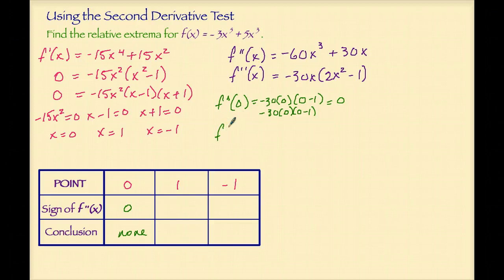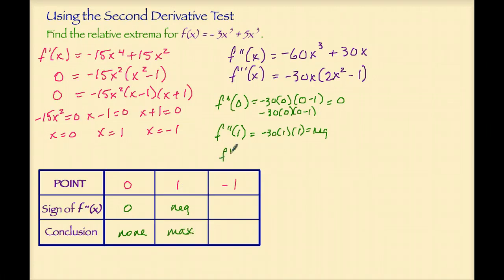What is the second derivative at 1? We have negative 30 times 1, and then 2 times 1, which is 1 minus 1, is 1. That is a negative number. A negative number at 1 means we have a concave down section of the graph, meaning 1 is sitting at the top of a hill, making it a maximum value.